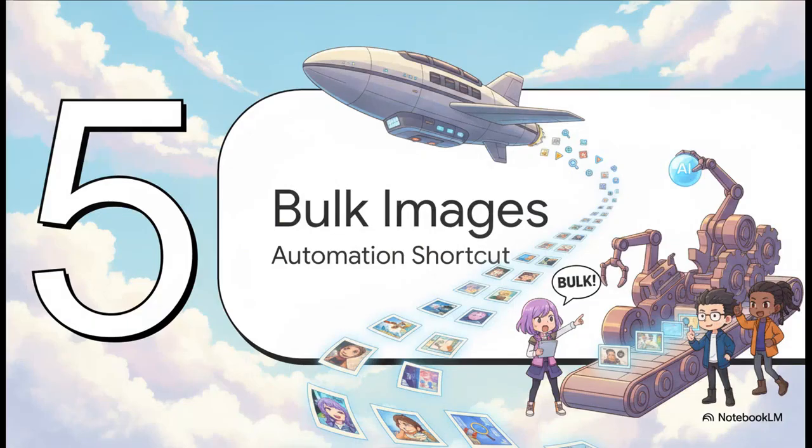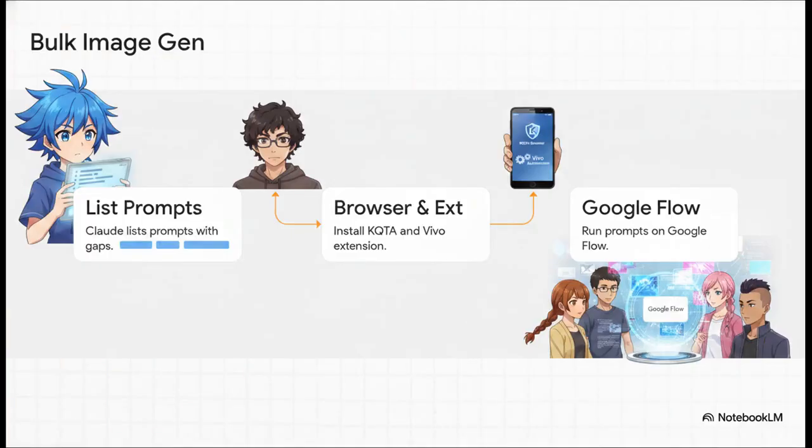Let's jump to Section 5, Bulk image and thumbnails, the massive automation shortcut. Because honestly, doing image prompts one by one is for the dark ages. We are going to use an incredible cheat code here. Step 1, ask Claude to list all those image prompts together with just a single line gap between them. Step 2, grab your Android device and install the CapCut browser and the Vivo automation extension.